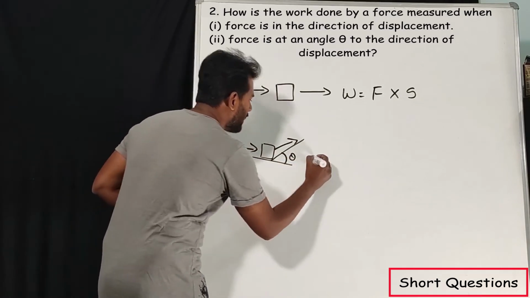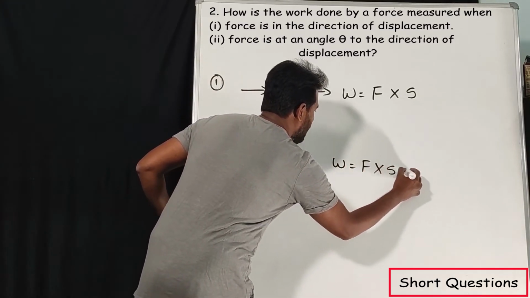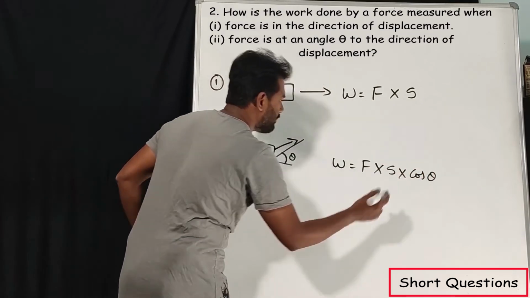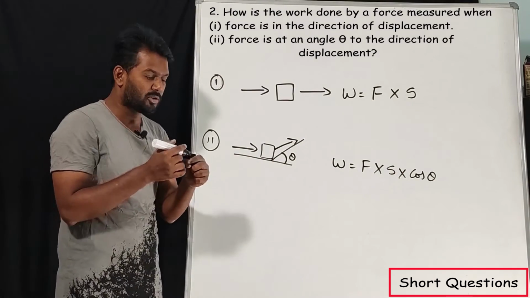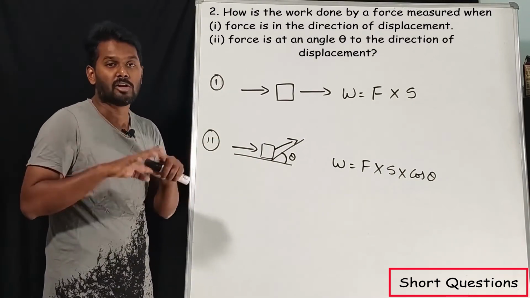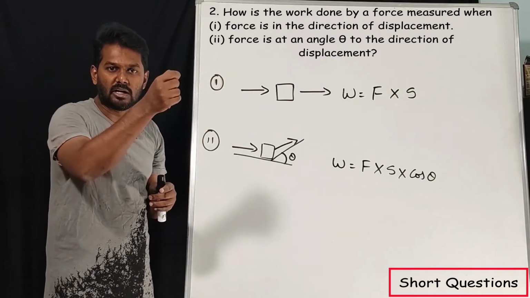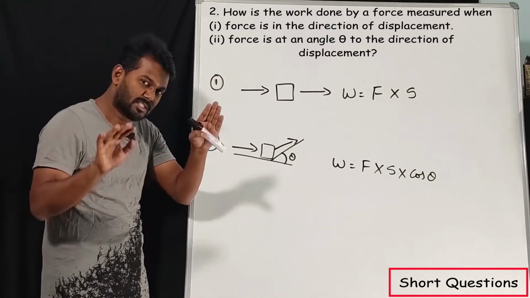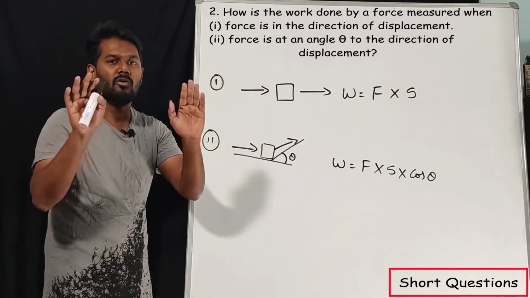For this one, work done will be F into S into cos theta. This theta will be given in the question, so don't worry about theta. All the theta values will be very standard, which you have learnt in trigonometry. I think you remember the trigonometry angle table, right? Sin 30, cos 45, all those things. Only the standard angles will be given. According to that, you have to put in and get the value.